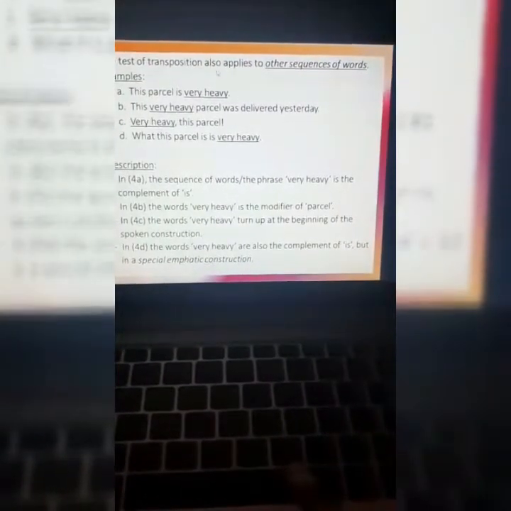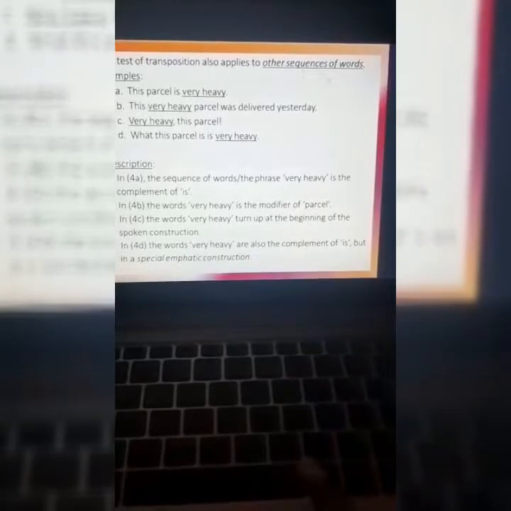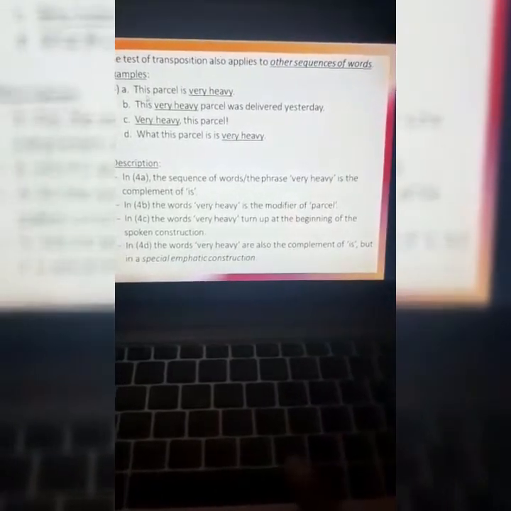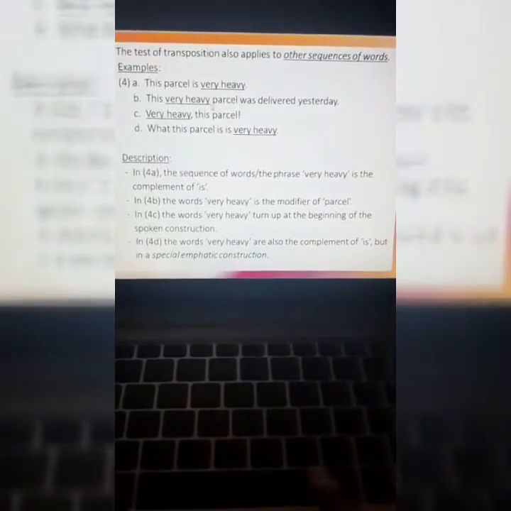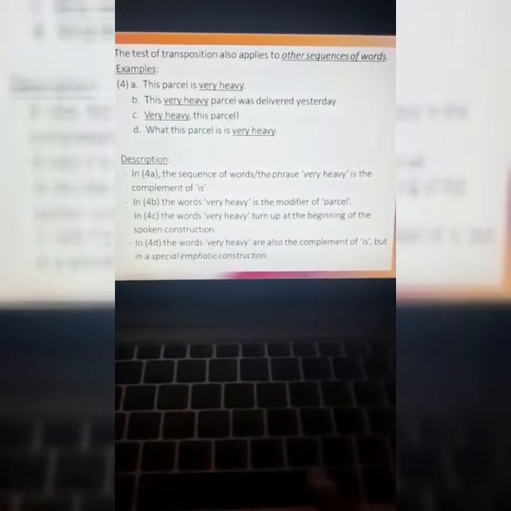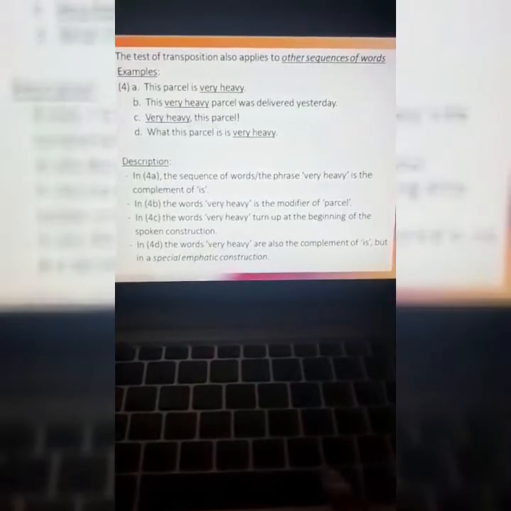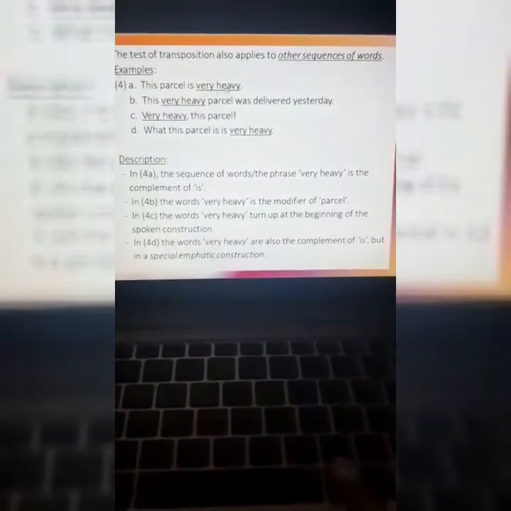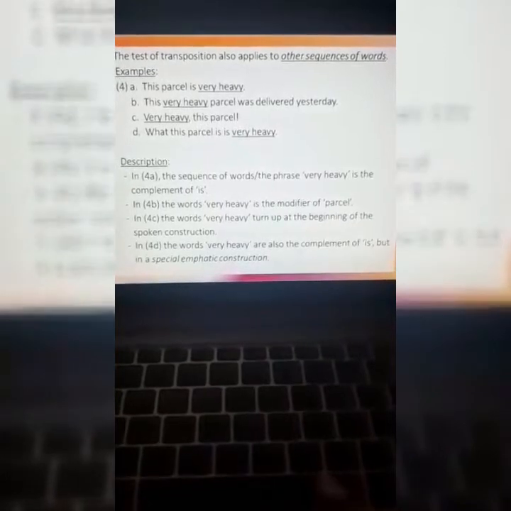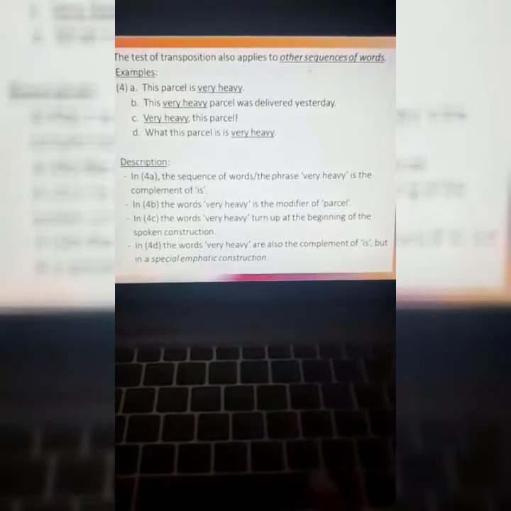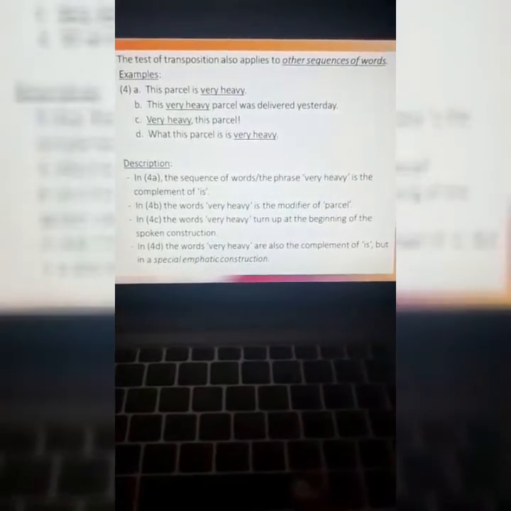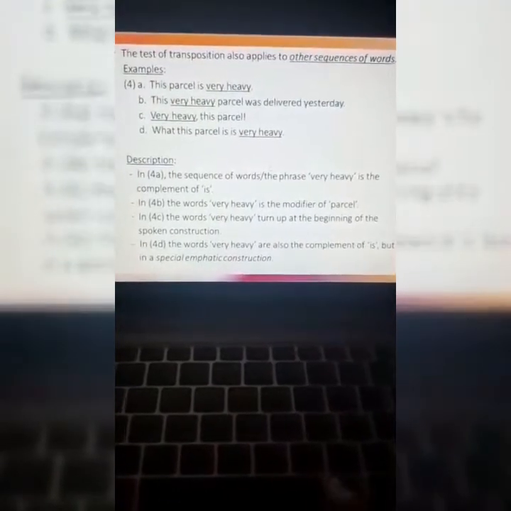The test of transposition also applies to other sequences of words. Contohnya, this parcel is very heavy. This very heavy parcel was delivered yesterday. Very heavy, this parcel. What this parcel is very heavy. Yang pindah itu kan very heavy-nya ya. Satu paling belakang, tengah, paling depan, dan paling belakang. Tapi tidak mengurangi makna, tidak sama sekali maknanya berbeda. So you may do the other sequences of words like these 4 examples.